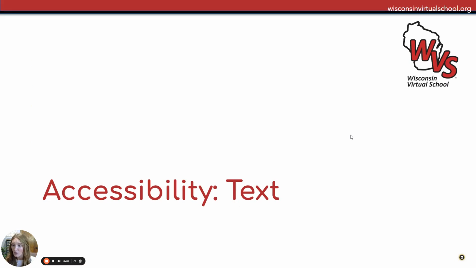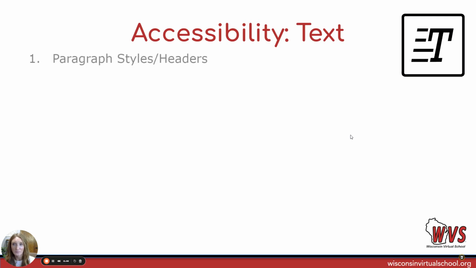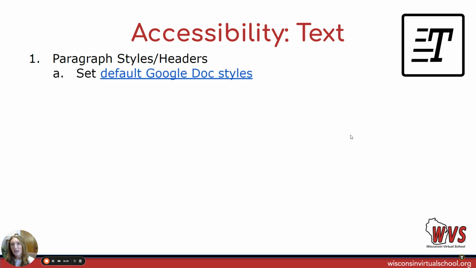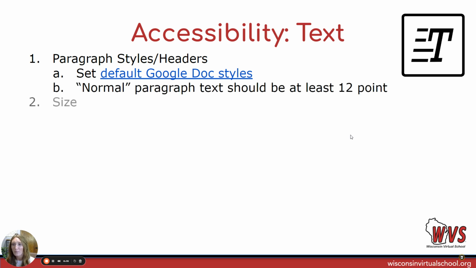So the first one we're going to start with is text and the accessibility around that. So the first way that we can create accessibility in text is through paragraph styles and headers. So when we're creating a Google Doc, which is what many of us use for additional material or sharing out information to students, even in our welcome letters, right?